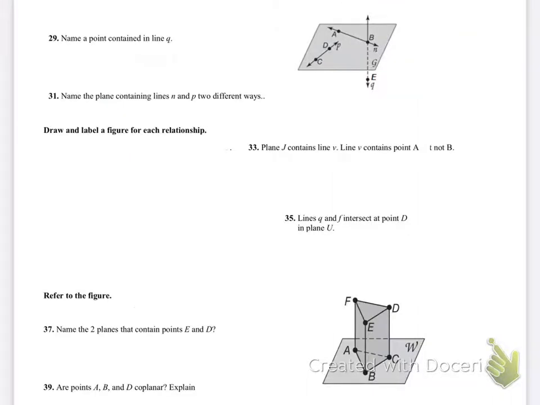29, name a point contained in line Q. Line Q is right here. So I just got to name a point, so point B.